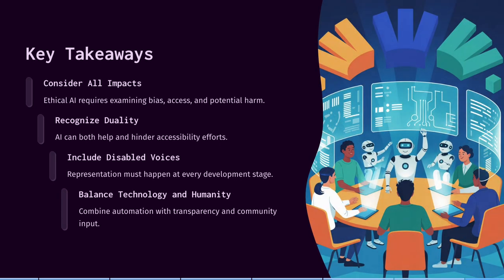So our key takeaways are to consider all impacts and recognize the duality: AI can both help and hinder accessibility efforts. We have to be intentional about including disabled voices, including the voices of the learners we're working with, because representation has to happen at every single stage of development. And then, how do we balance technology and humanity? Technology can amplify what we're doing, but we need human interaction in order to have the right inputs first and to get feedback on the outputs that are given.